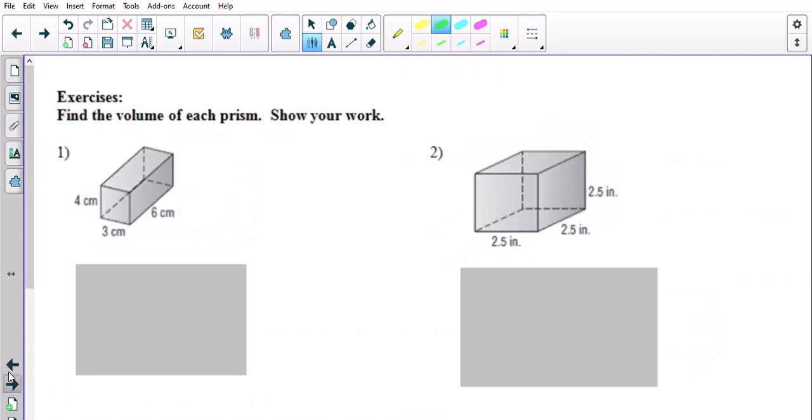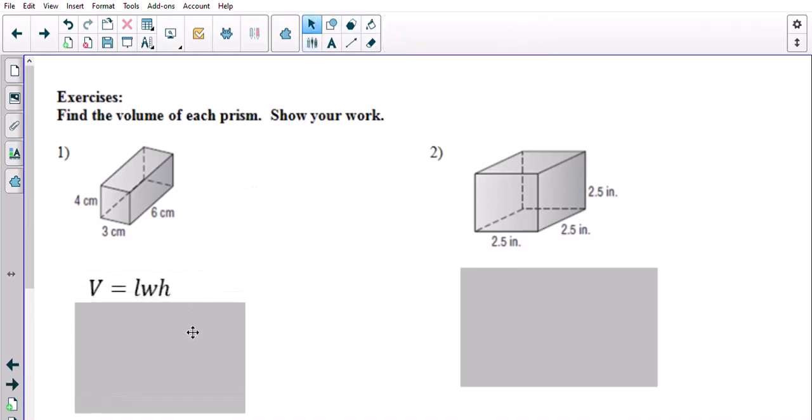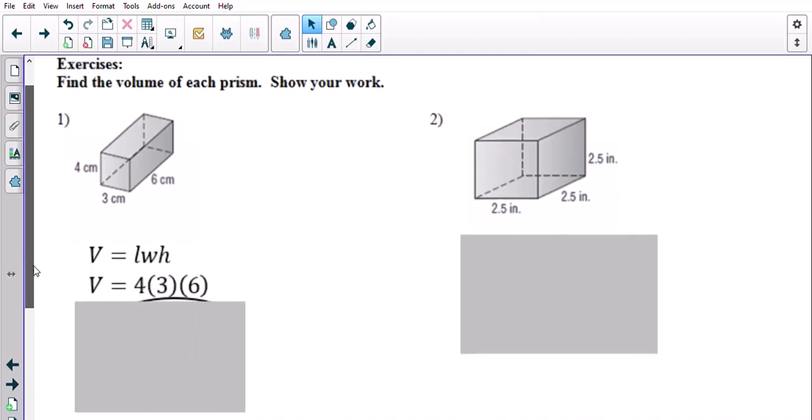All right, let's go into our exercise problems. Beginning with number 1, we're given a rectangular prism. The first thing that's important to do is identify what shape we're talking about. It's a rectangular prism, so the formula we can use is just length times width times height. Does it matter which one's your length, width, or height? It doesn't. You're just going to multiply them. So I took 4 times 3 times 6. Feel free to use the dot for multiplication.